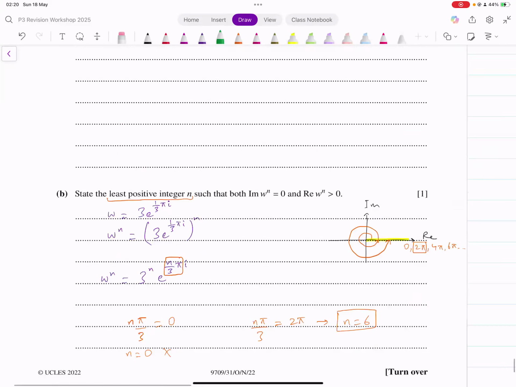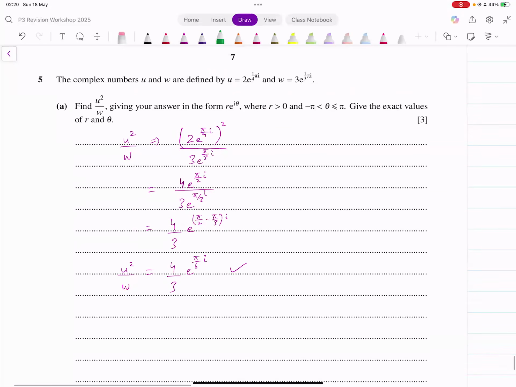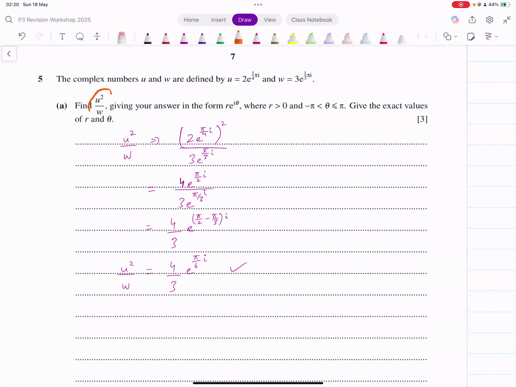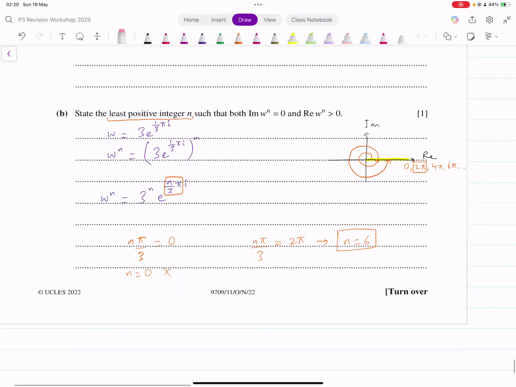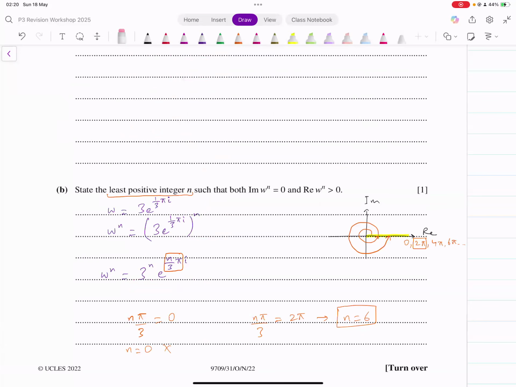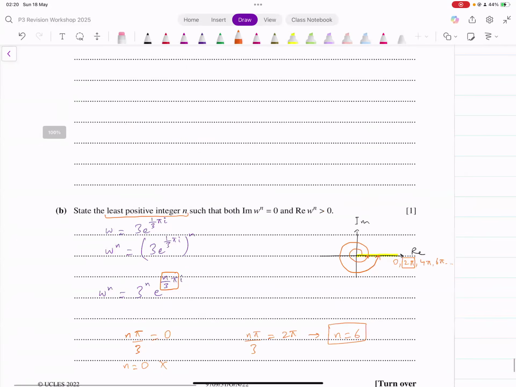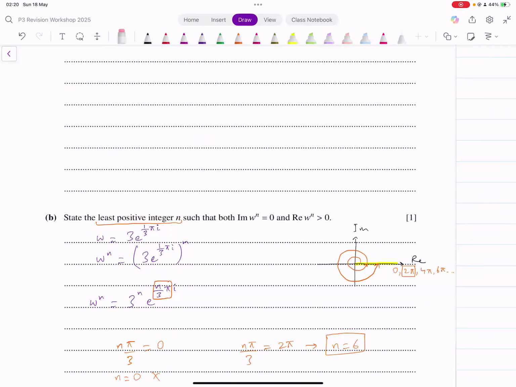You have these complex numbers u and w. They're defined like this. They want you to find u squared over w. First of all, that's straightforward. You can look at the working for that. Now, the second part says state the least positive integer n such that both imaginary part of w raised to power n is equal to 0 and the real part of w raised to power n is greater than 0. How do you think about this?